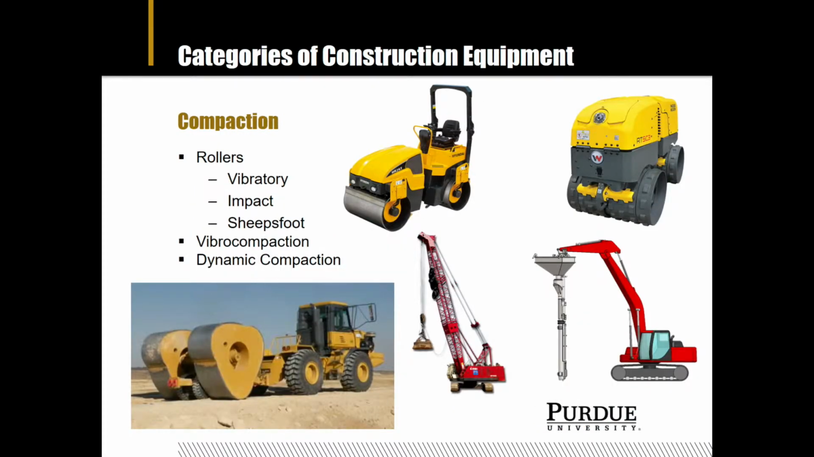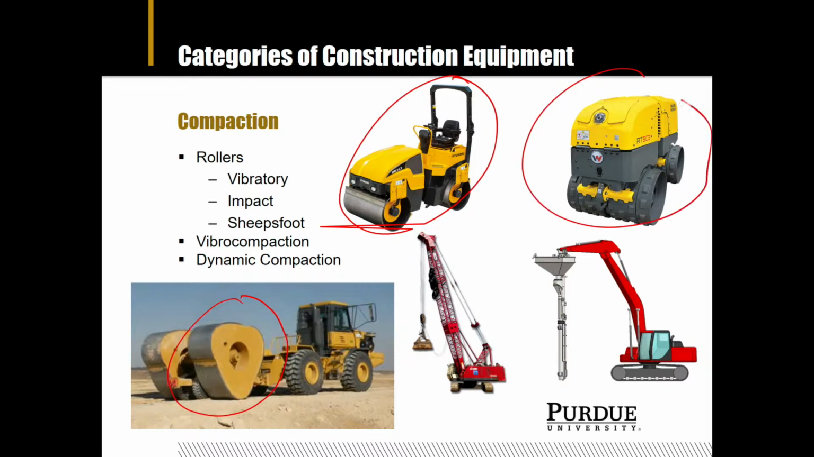The second category is compaction. So you have your different types of rollers. First, you have your vibratory roller that looks like a regular roller, but as you're going across the ground, it vibrates and compacts. You have your impact roller, as you can see here. It kind of does like a thumping motion on the ground. And then you have the sheep's foot roller, which has a little bit of texture to the roller.